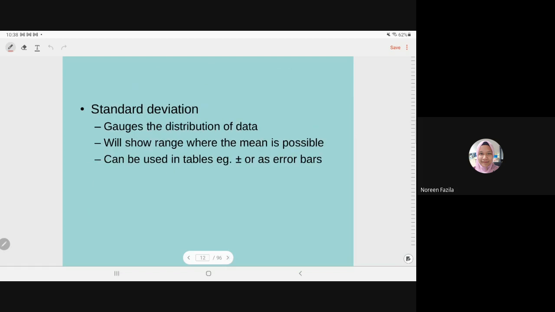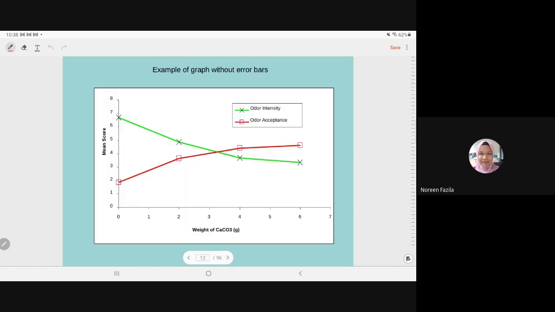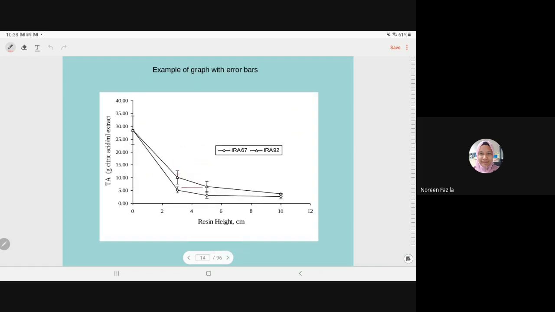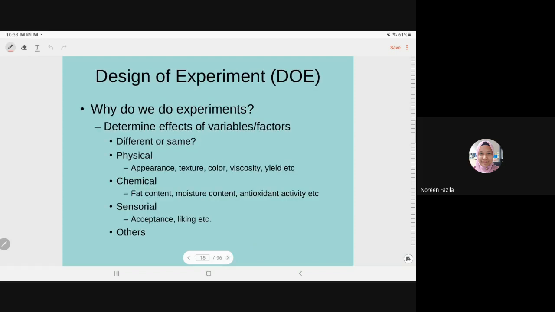The standard deviation gauges the distribution of data. It will show the range where the mean is possible, usually in the form of plus minus. For example, it is a graph without error bars. But when we have standard deviation, we can put in error bars. So it not only shows where the mean is, but also the data range distribution.